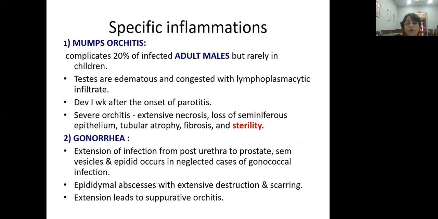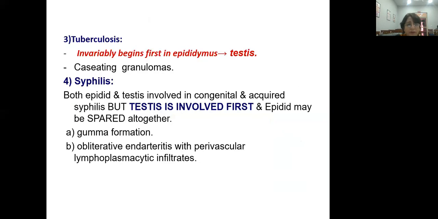Mumps orchitis is an important cause of sterility if it develops in the reproductive age group. Tuberculosis is more prevalent in the epididymis as compared to the testes, but later tuberculous epididymitis can involve the testes. And as you all know, tuberculosis is associated with the development of granulomas. Syphilis is also another very important infection of the testes, and syphilis is associated with gumma formation and obliterative endarteritis.